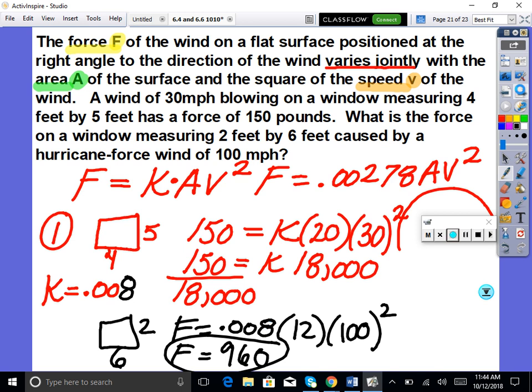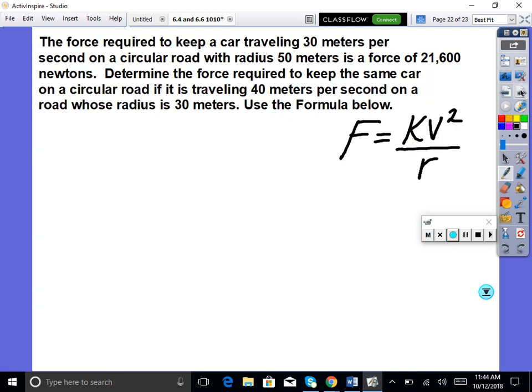Okay, awesome. This is my last example here. It says the force required to keep a car traveling 30 meters per second on a circular road with a radius of 50 meters is a force of 21,600 newtons. Determine the force required to keep the same car on a circular road if it is traveling 40 meters per second on a road whose radius is 30 meters. Use the formula below. So it already gives us the formula. So F varies jointly with V, the square of V, right? And inversely with R.